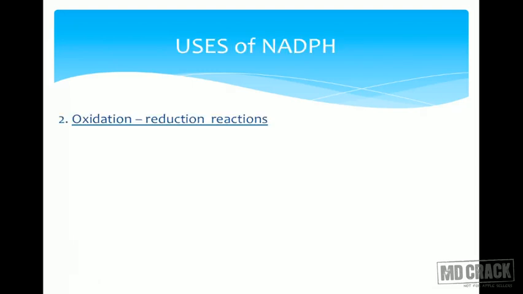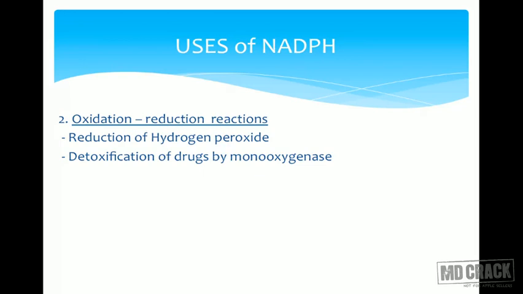Okay, now we go ahead with the other use of NADPH in oxidation reduction reactions. Where have we heard of this? Oxidoreductases. Yes, it is used in the reduction of hydrogen peroxide. Hydrogen peroxide is commonly produced very much, and it is very toxic to the cells, and it has to be reduced. And for the reduction of hydrogen peroxide, we use NADPH.